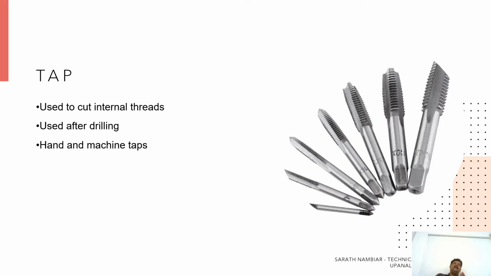For example, we have to tap a 6 mm thread. Theoretically, what do we do? 0.8 into 6, that means 4.8. So as per theory, we drill a hole of 4.8 and then insert the taps. There will be a set of 3 taps: the first tap, second tap and third tap. First we insert the first tap, then the second tap and then the third tap. This is from the hand tap side.